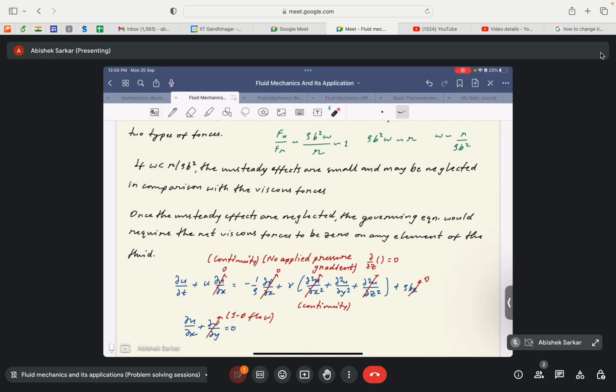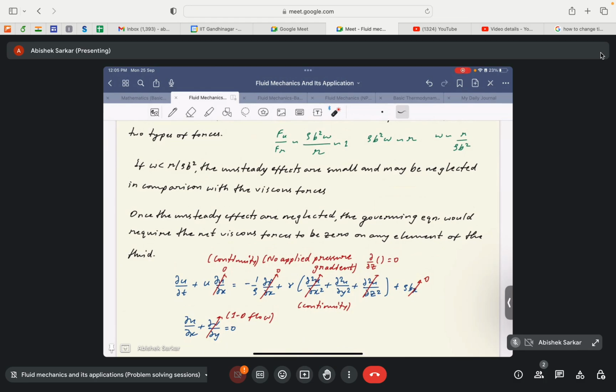Or I must say that's not the right way to put it. What I can ideally say is that, given that omega, the frequency of oscillation of the lower plate, is less than mu by rho b square, the unsteady effect that is generated because of the oscillation of the lower plate can be neglected. So that's the right way to put it. The flow is not steady. That's obviously not possible, right? Because there is an oscillation, and it itself tells us that there is a time dependency in the velocity profile.